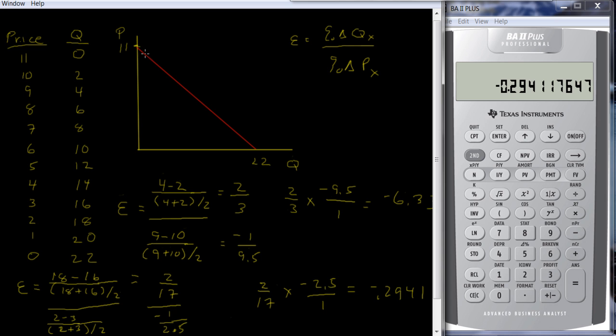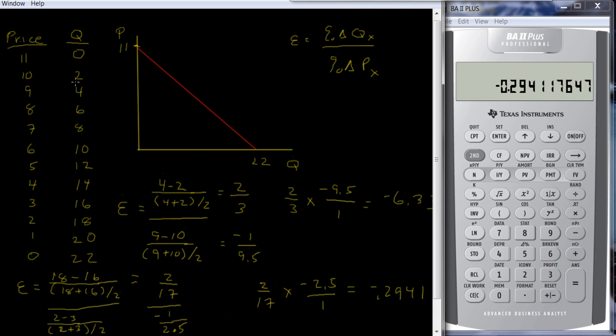So elasticity changes along this demand curve. And that's kind of confusing because down here you're inelastic, so a big change in price leads to a small change in quantity. Up here you are elastic, that is a small change in price leads to a big change in quantity. But essentially that's how you calculate it.